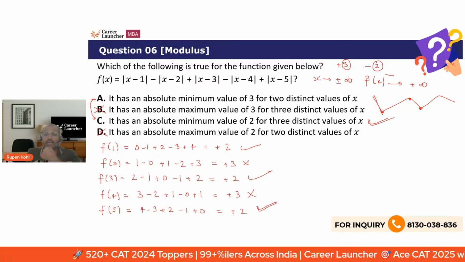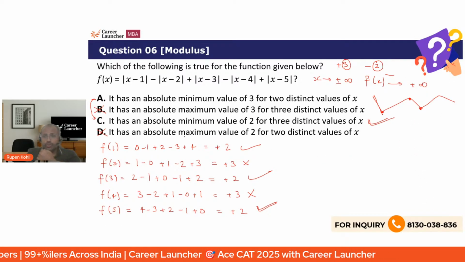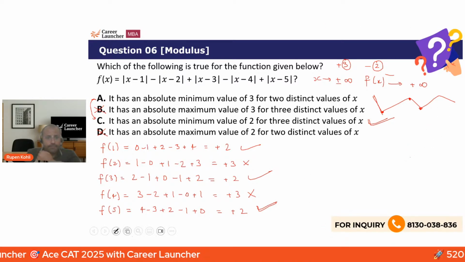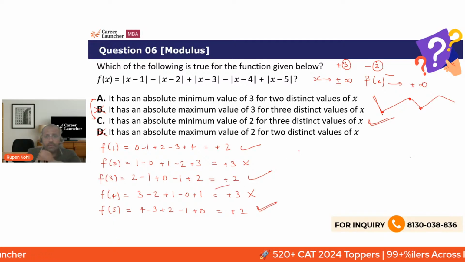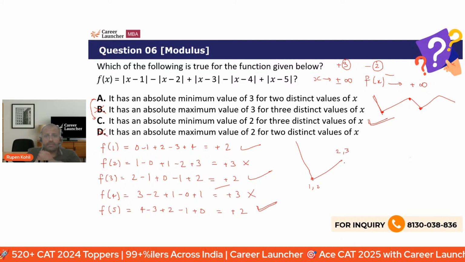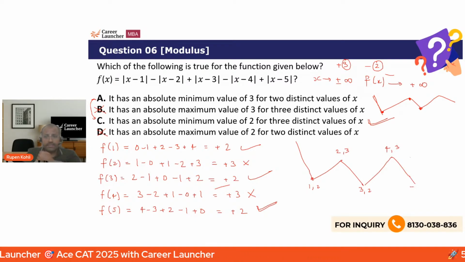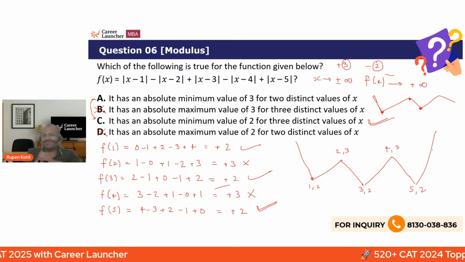So actually I can finalize that the graph of this function should look something like this: it starts from somewhere at infinity, then at 1 it is 2, and then at 2 it is 3, comes up, then at 3 it is again 2, then at 4 it is again 3, then at 5 it is again 2, and then it goes up again, right? Something like this is the graph of this function.